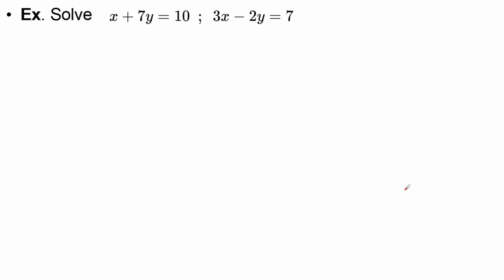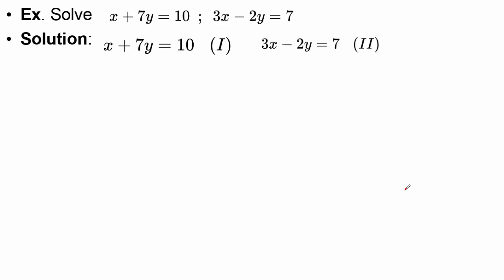Next example, solve x plus 7y equal to 10, 3x minus 2y equal to 7. We shall number the equations. x plus 7y equal to 10 is the first equation, 3x minus 2y equal to 7 is the second equation. See here, the coefficient of x is 1 in the first equation and 3 in the second equation. Therefore, if we multiply equation 1 by 3, we will get equal coefficients, and hence we shall multiply equation 1 by 3.